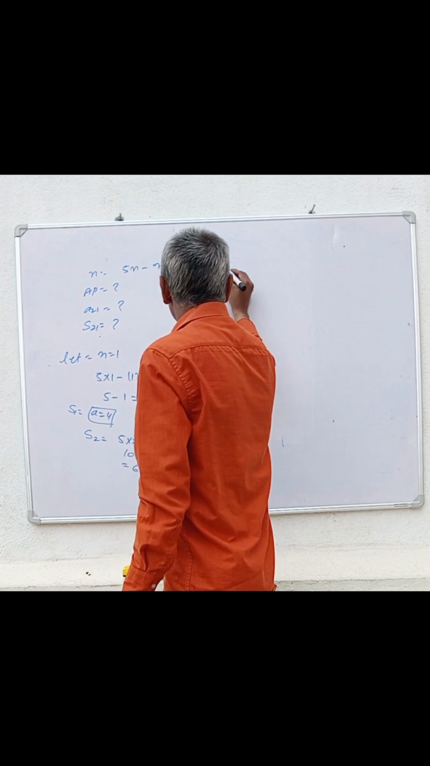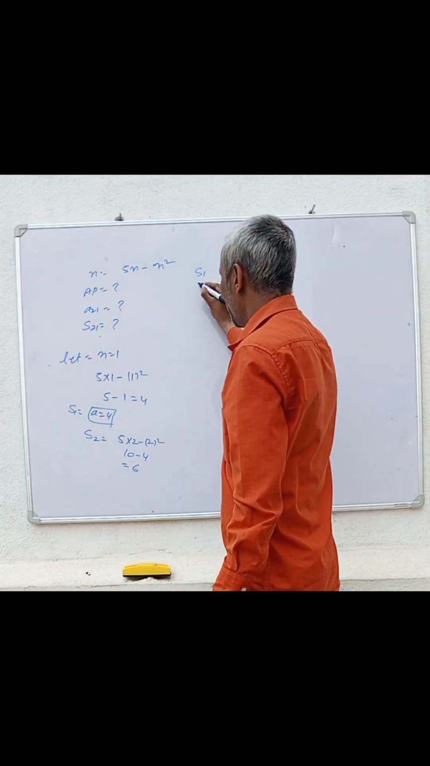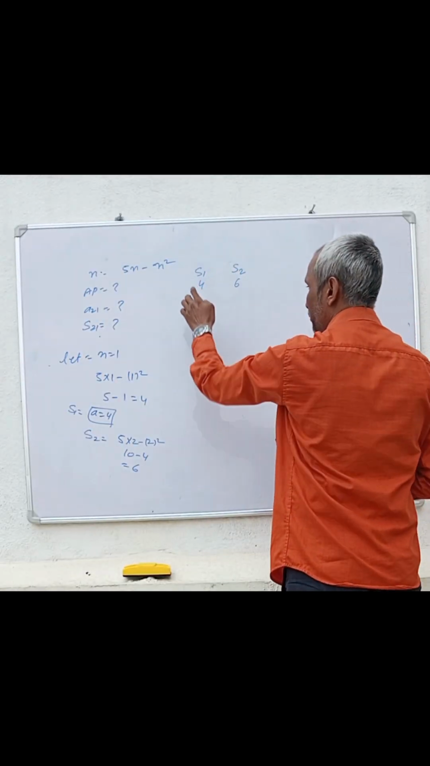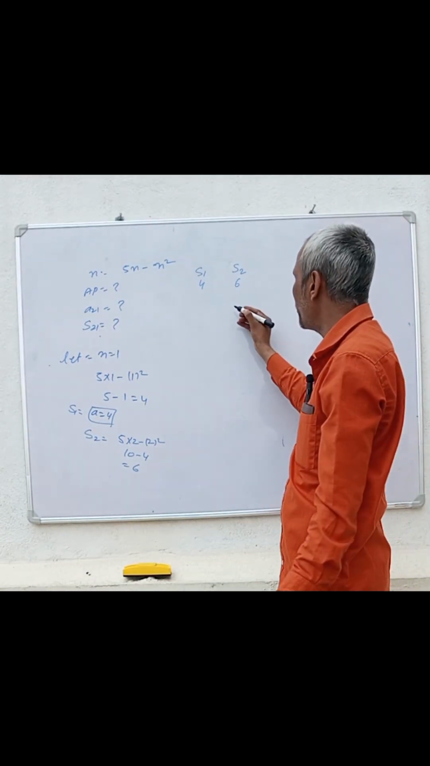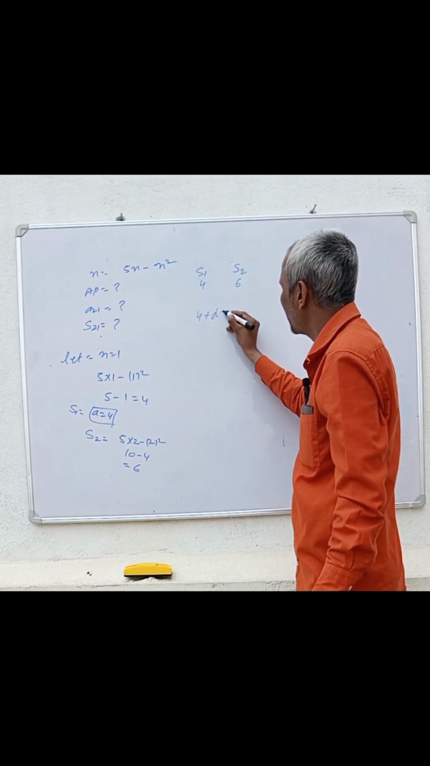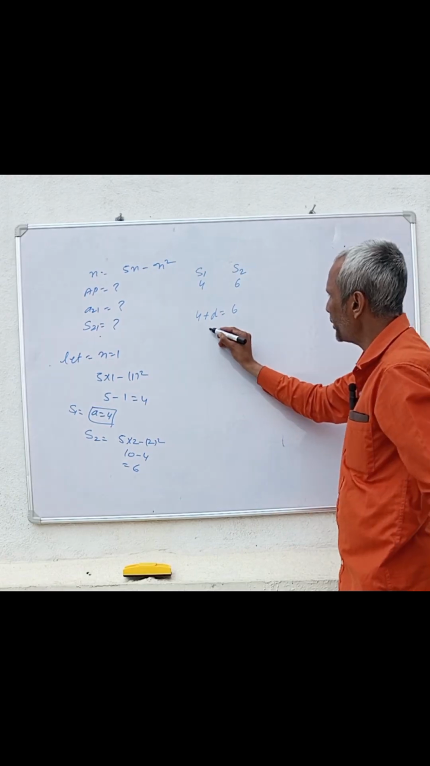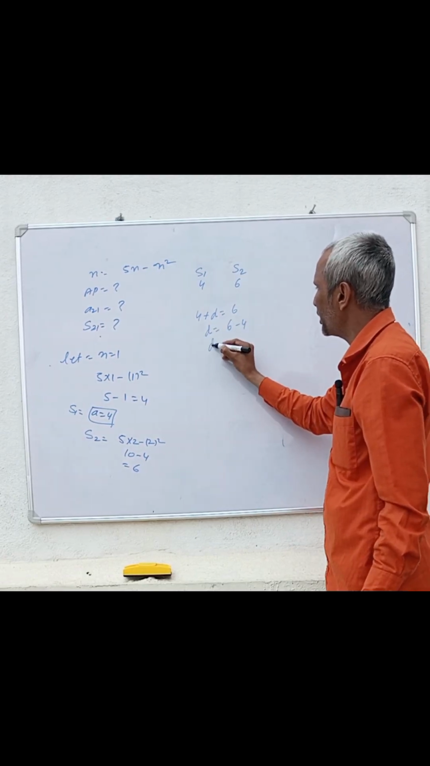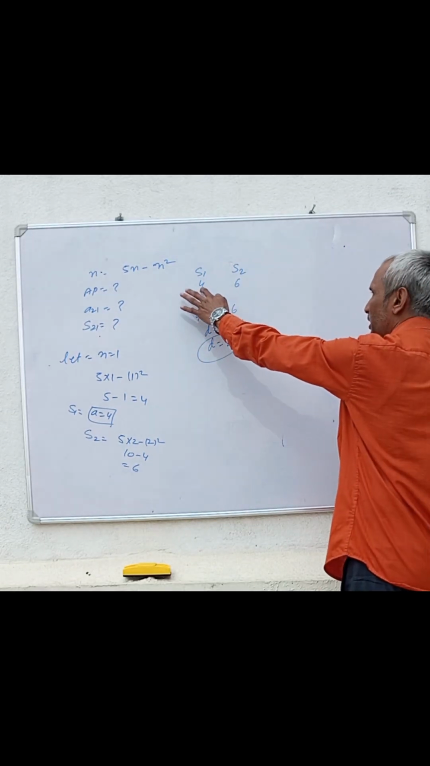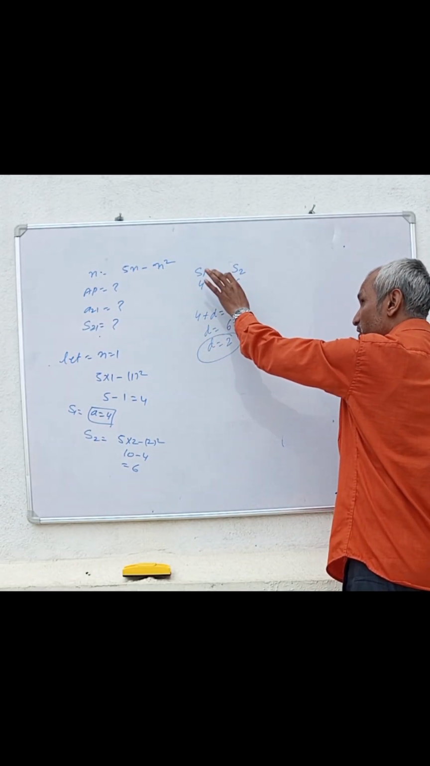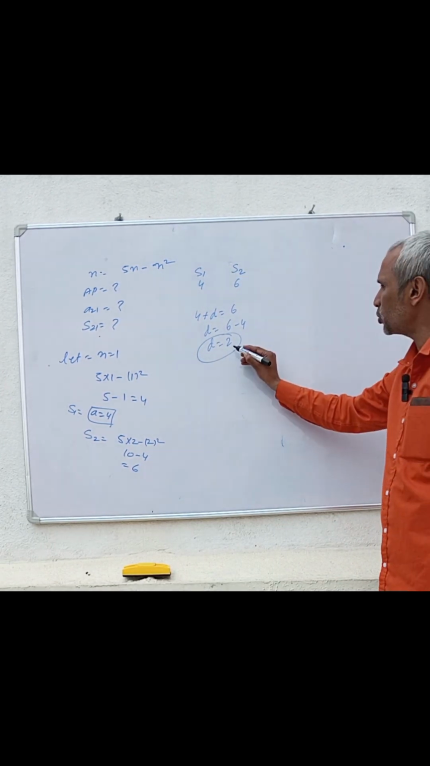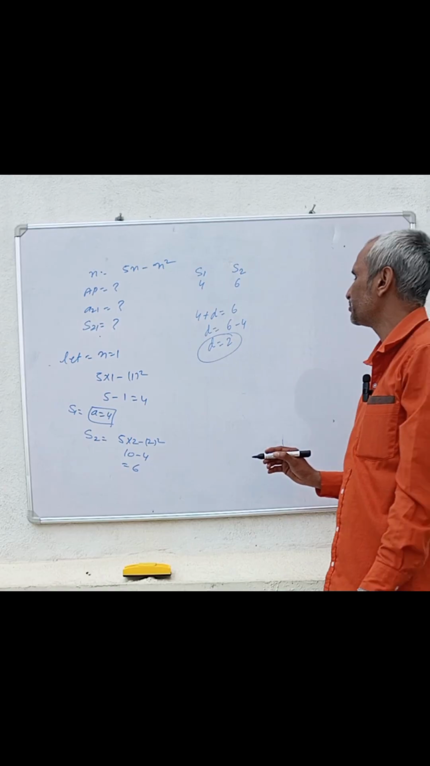S1 is equal to 4 given, and S2 is equal to 6 we got. Means we are finding A2. In S1, suppose something is added, then we get the 6. So what D value did we get? 6 minus 4, D value we got is 2. This is the 2 value. Means in S1 we add something, then we get the 6. In S2, the second term, that 2 is added, so that is the difference.